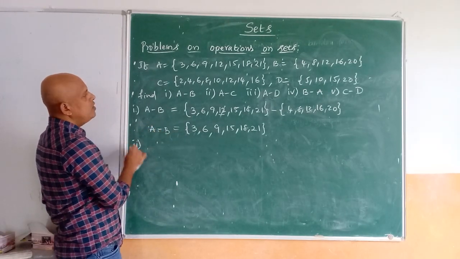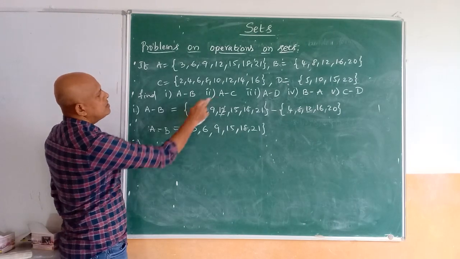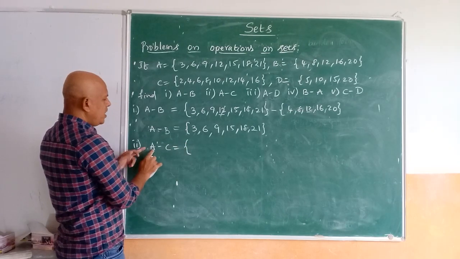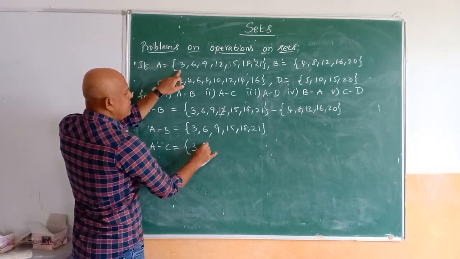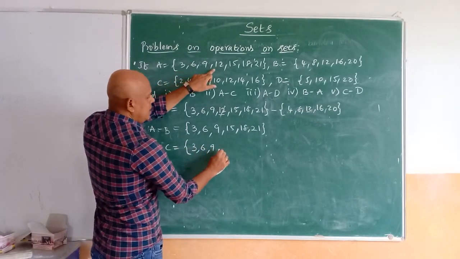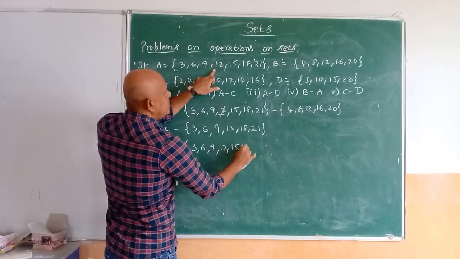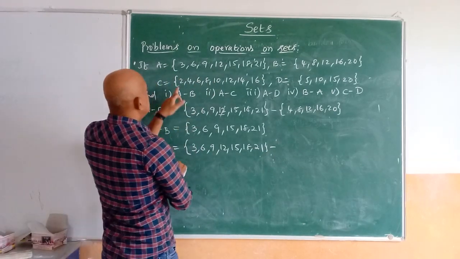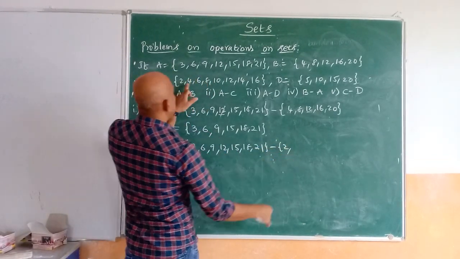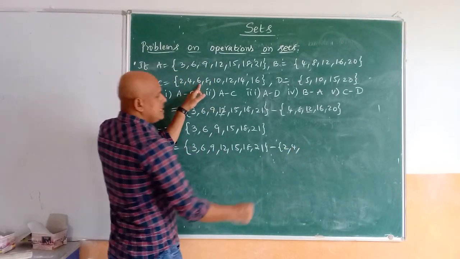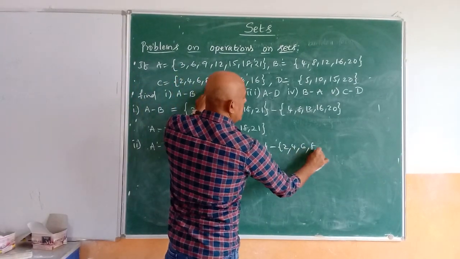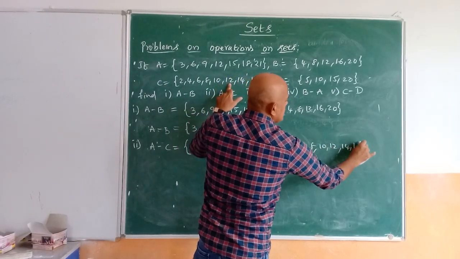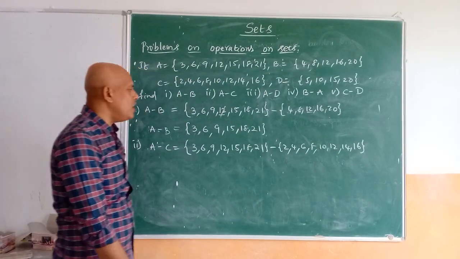Similarly, the second one. What is the second one here? That is A minus C. First of all we have to write the A elements, that is 3, 6, 9, 12, 15, 18, 21, minus the C elements. So what are the C elements here? That is 2, 4, 6, 8, 10, 12, 14, 16. First of all we have to find out the common elements.